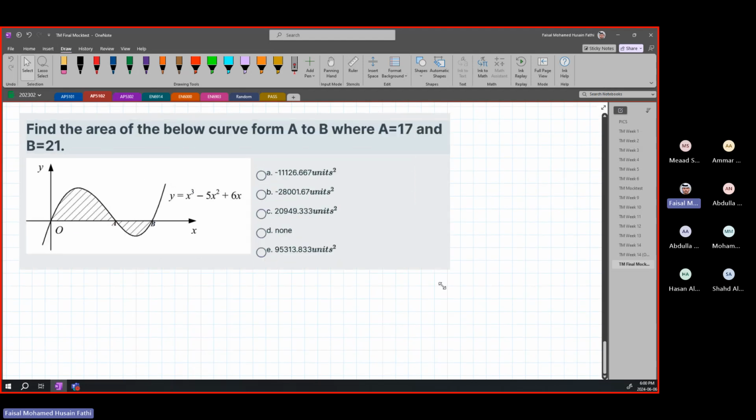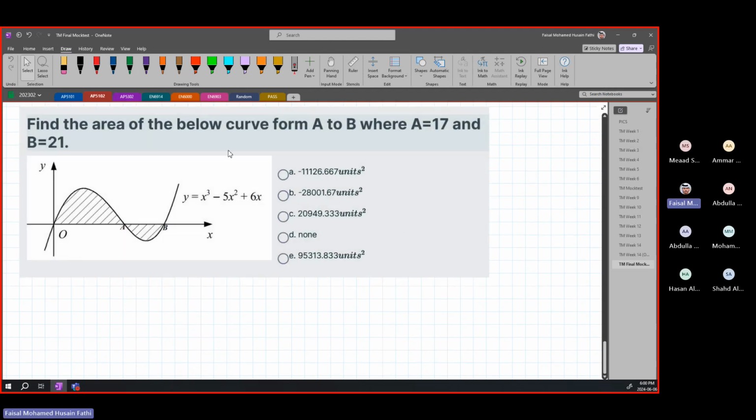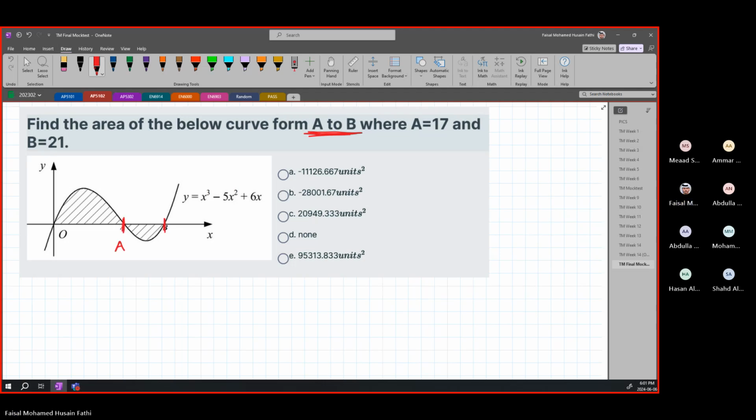Okay, you are given a graph here. And they say find the area below the curve. And this is very important. They say from A to B, meaning that you're going to have to start from point A to point B, from here, which is A, to here, which is B. Okay, so they only want this area over here. They don't want any other area other than this.